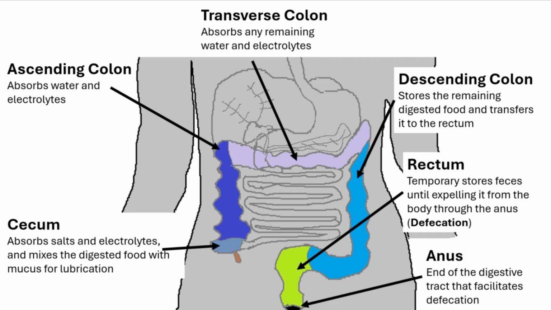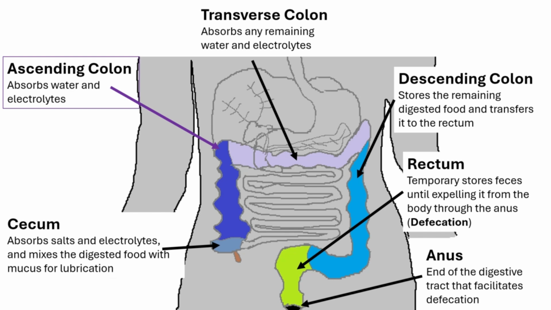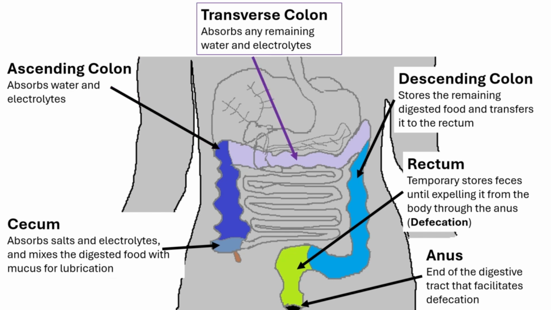Now, let's go over the parts of the large intestine which make up the rest of the gastrointestinal tract. The first section of the large intestine is the cecum. It starts absorbing salt and other electrolytes, and it mixes digested food with mucus for lubrication. Then the contents move up through the ascending colon, which absorbs water and electrolytes. The contents then reach the transverse colon, where any remaining water and electrolytes are absorbed.